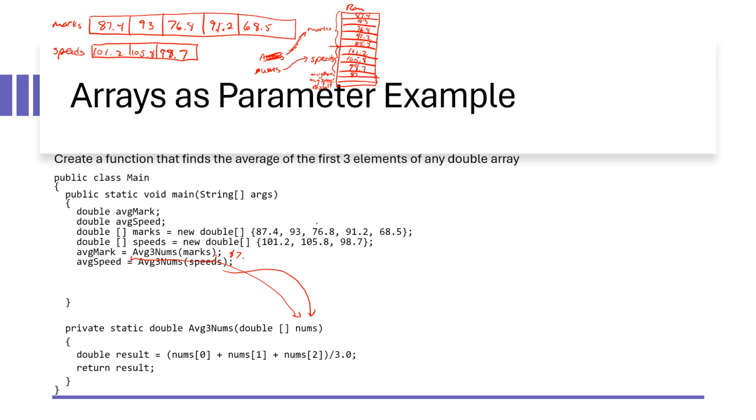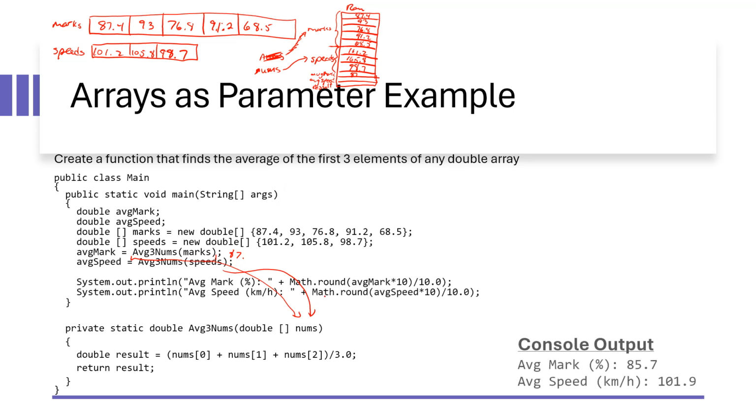Okay. So now it goes through and it adds up the first three elements of speeds. Nums 0, which is really speeds 0. Nums 1, which is really speeds 1. Nums 2, which is really speeds 2. And it adds those up and it's probably going to get a little over 100. And it's going to send that number back. So then we can actually display it. And what we end up with is this. Oh, it was 85.7, not 87. So that actual number got sent back.